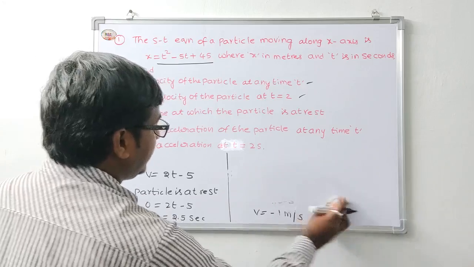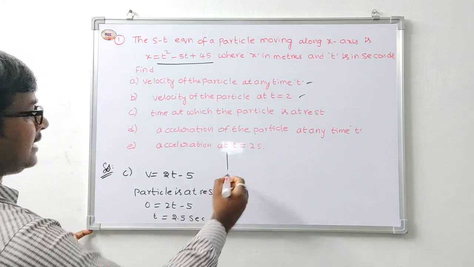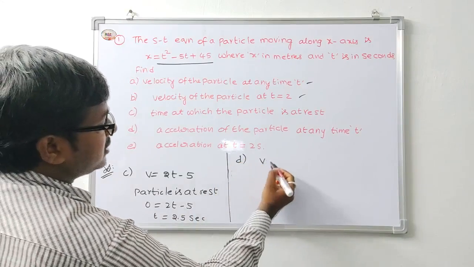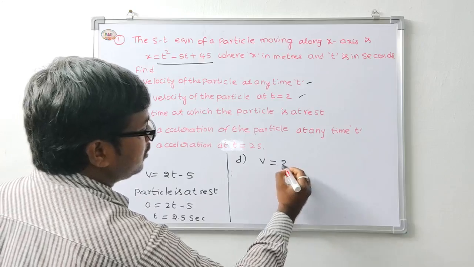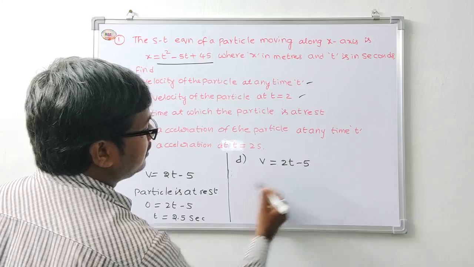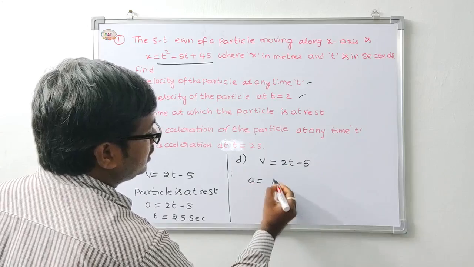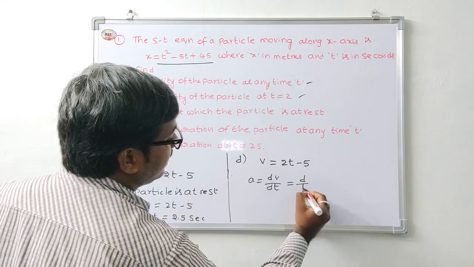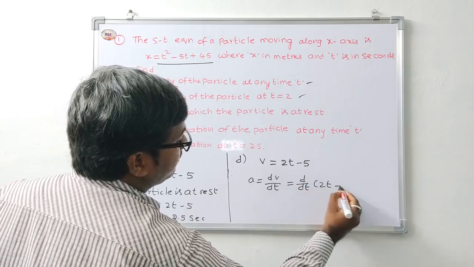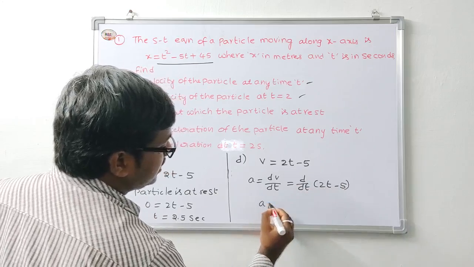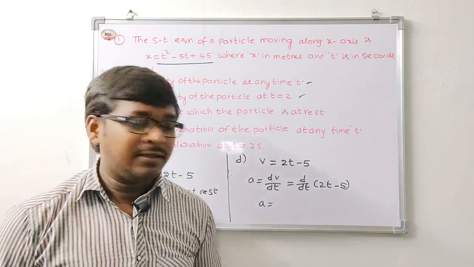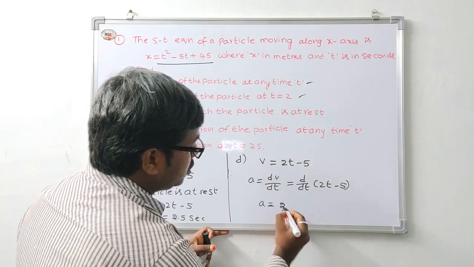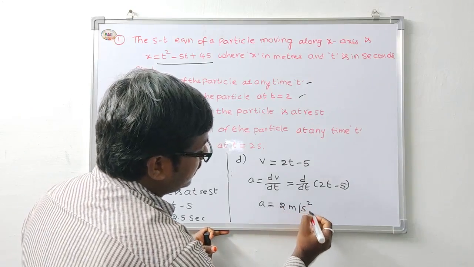And the fourth part, the acceleration of the particle. First write the velocity of the particle, v = 2t − 5. Then the acceleration a = dv/dt, which is d/dt of (2t − 5). Differentiating with respect to time, the acceleration a = 2 meter per second squared.